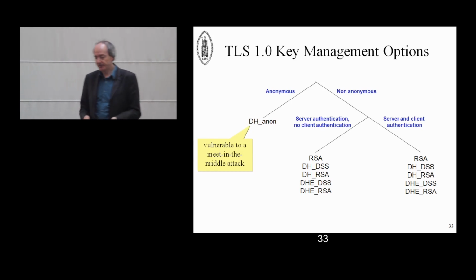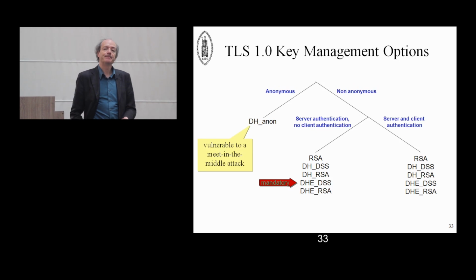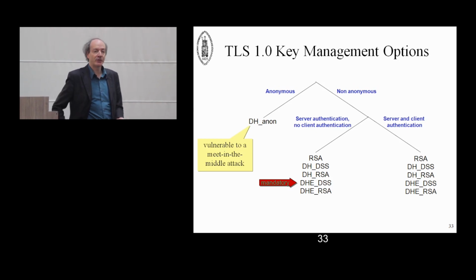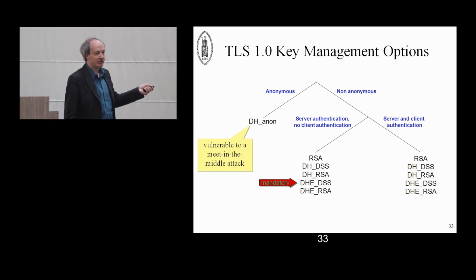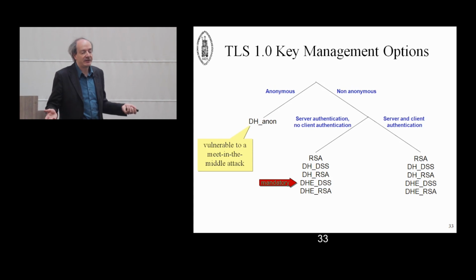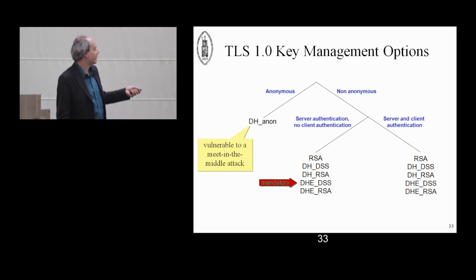Okay, so for the authentication protocol, there are many choices. As you can see, there was no agreement on what to choose. So you can just have plain Diffie-Hellman without any protection. I showed you this is vulnerable to a meet-in-the-middle attack. In fact, you create a secure key, but you don't know with whom. So what is actually more popular is server authentication without client authentication, and there are several options.